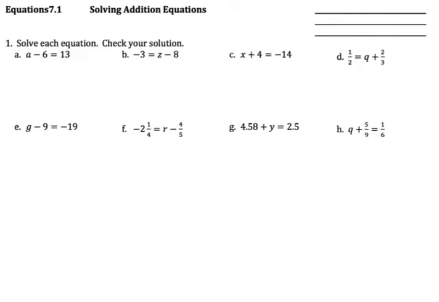Okay, in your assignment, let's do a preview of a few problems. On number 1, you're going to solve each equation and check your solution. Let's go ahead and do one of these. Let's do part B. In part B, we're trying to get z by itself. So we need to get rid of the negative 8. We get rid of negative 8 with a plus 8. Negative 8 and positive 8 make 0. We get z by itself. Negative 3 and 8 make 5. So we get the answer of z equals 5.